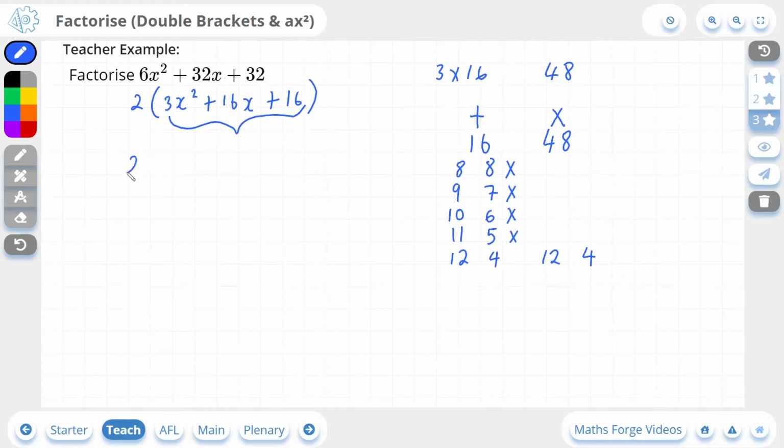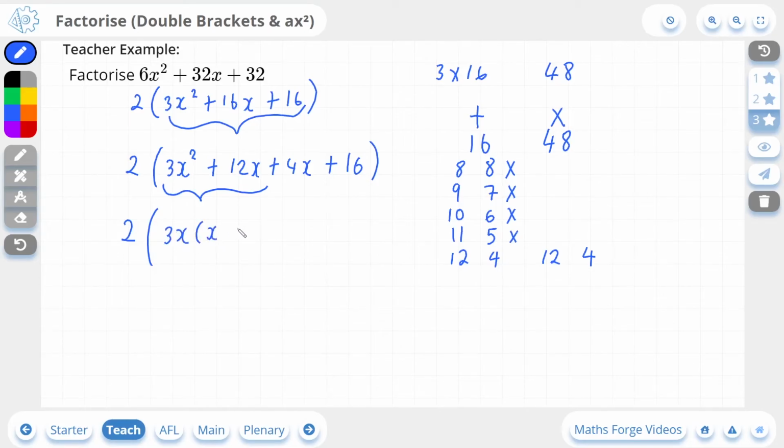So I'm going to go ahead and rewrite this expression here exactly as it is, but with the middle term broken up into the magic numbers. So we're going to have 3x squared plus 12x plus 4x. And then we have plus 16 at the end. Now I'm going to factorize my first two terms. So we're going to have 2 big brackets, 3x, and then we're going to have x plus 4. And then we're going to factorize the last two terms. So the highest common factor here is a 4. So it's going to be plus 4, x plus 4. And if we close the big brackets, we have the following.